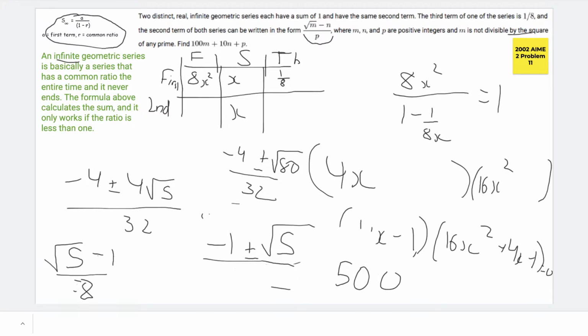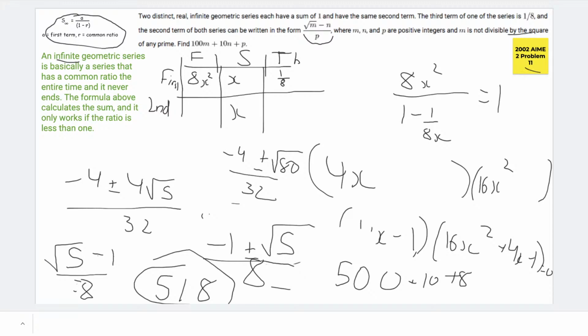Okay, and now it says n, and you multiply that by 10. Clearly n in this case is just 10. So 500 plus 10, and we take the denominator alone, which is 8. 500 plus 10 plus 8 is 518, which brings us to our answer. So this shows the power of knowing the formula for the sum of an infinite geometric series, how we were able to crack an AMC 11 problem.